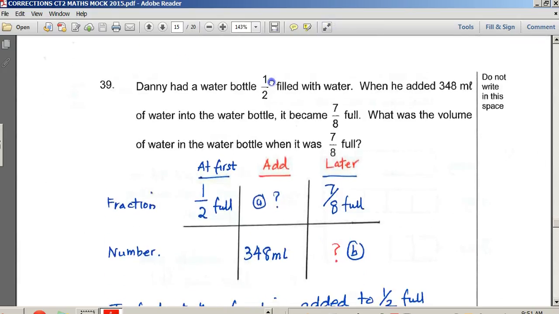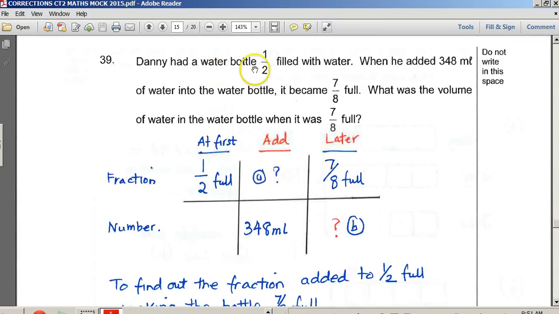Let's carry on. Now Danny had a bottle half filled with water. When he added 384 milliliters of water into the bottle, it became 7/8 full. So half plus a fraction gives you 7/8, not 8/8. It's not totally full, but 7/8 full. At first, if you look carefully, half is actually 4/8. Add a fraction, and it gives this.